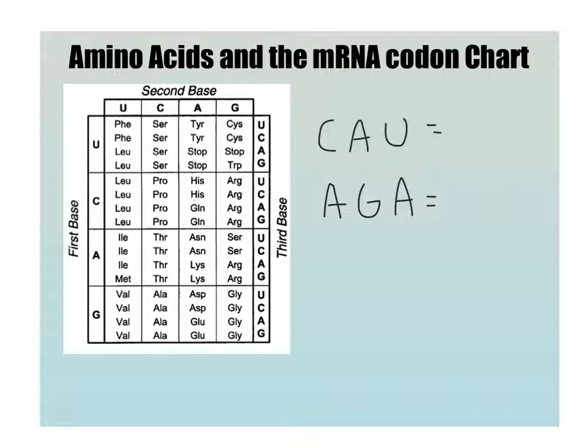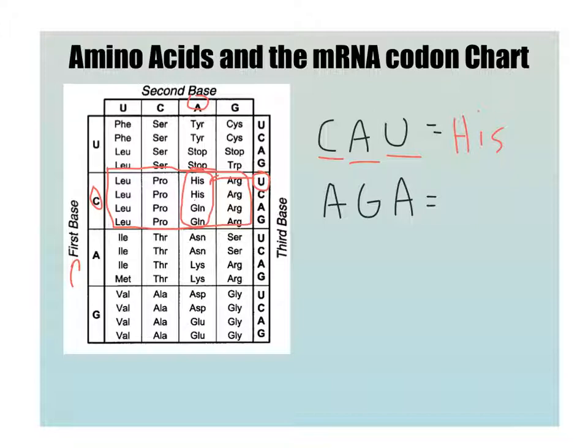CAU, cytosine, adenine, uracil. C, that's the first base. So we look over here. First base is a C. There's the C. So we know it's going to be in this row right here of the C. We know it's in there somewhere. The next base is an A. There's the A. So now we know it's going to be in this little rectangle right there. And the last one is a U. U is right there, so we go across, and that would be histidine, is that amino acid.